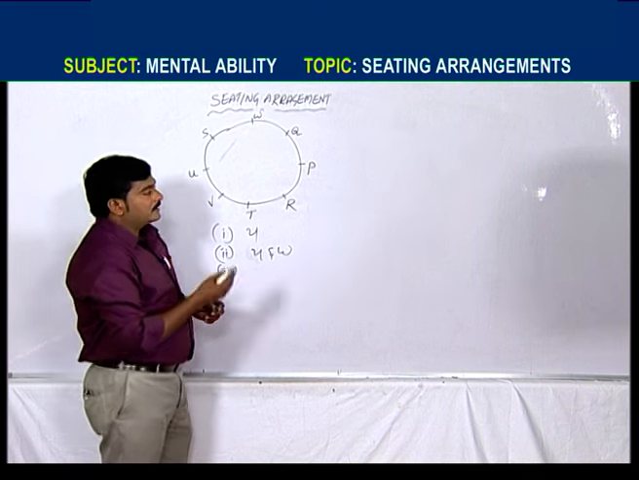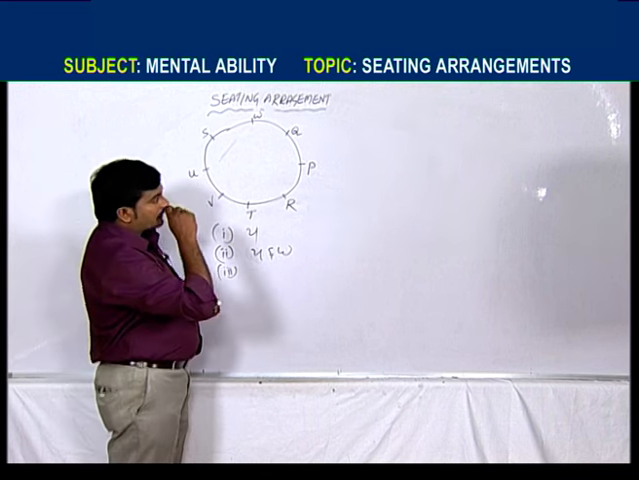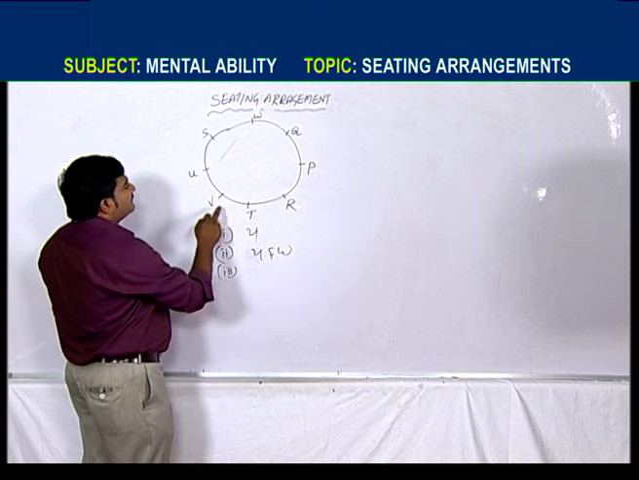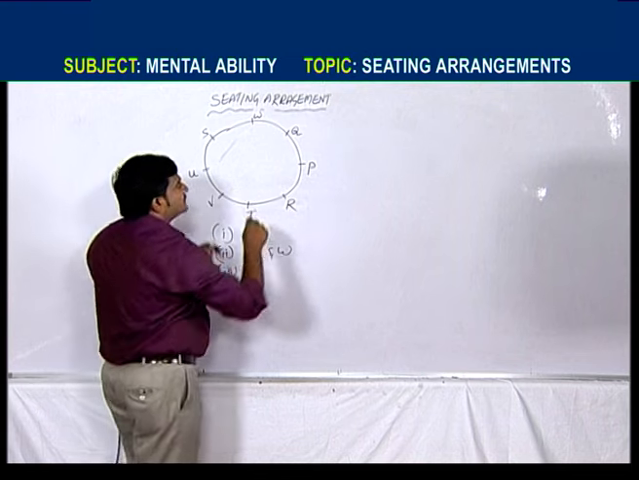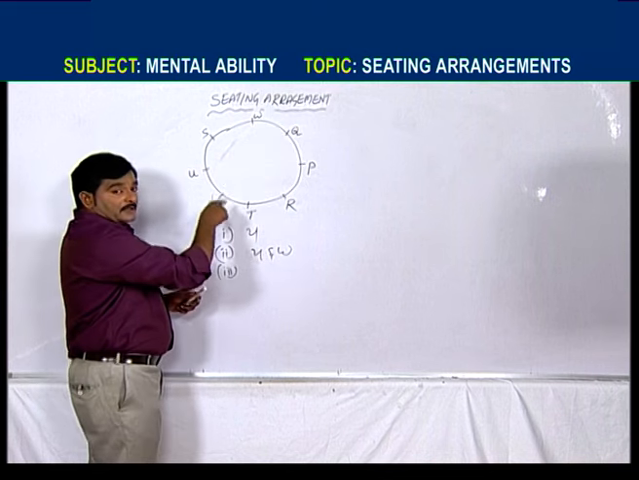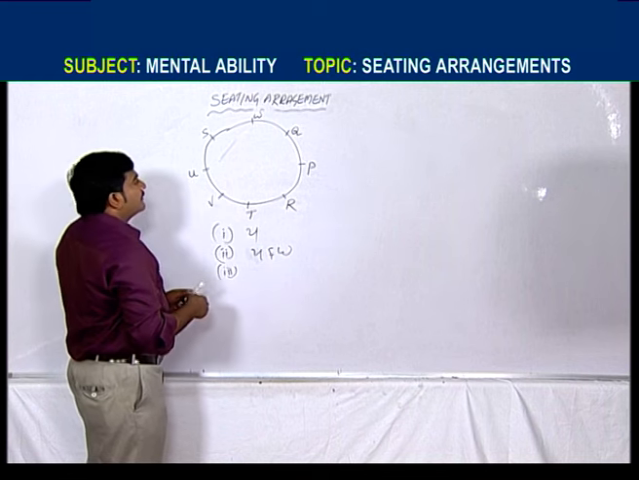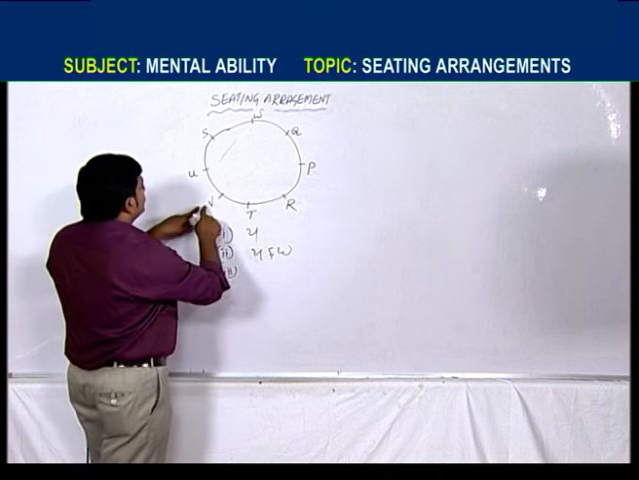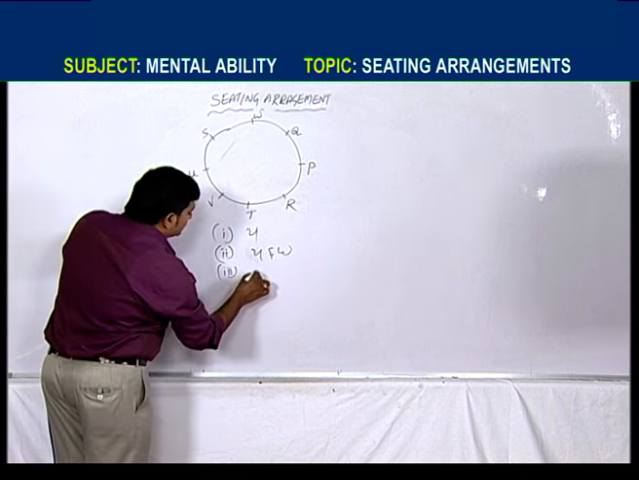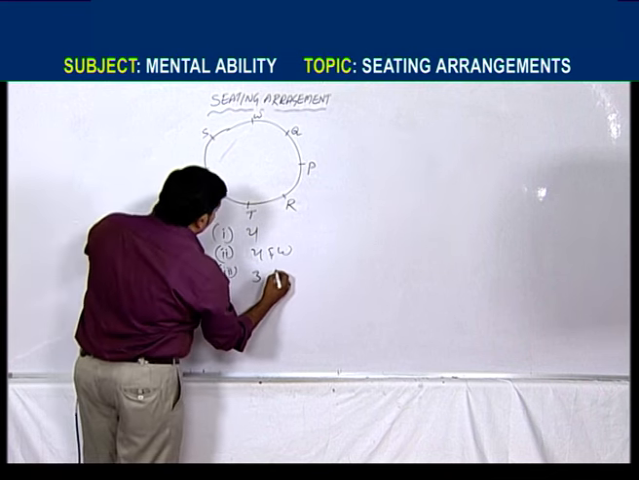What is the third question? Observe here. In clockwise direction, how many are there in between V and Q? Here V is there, Q is there. In which direction? Clockwise direction. We know already how the hands will rotate in a clock. So in between V and Q, how many are there? U is there, S is there, W is there. Hence, in clockwise direction, in between V and Q, 3 are there.